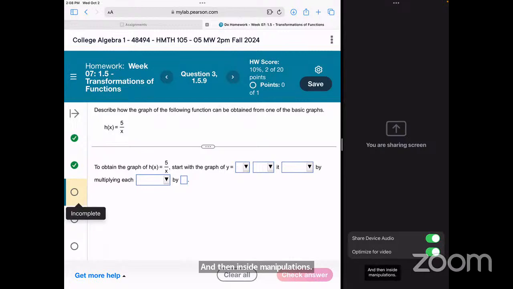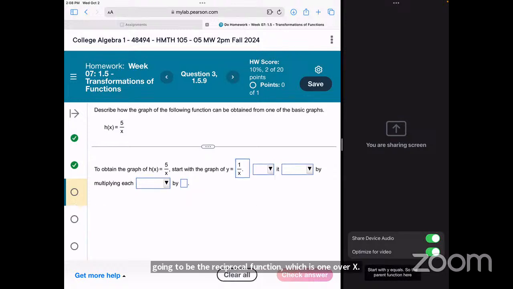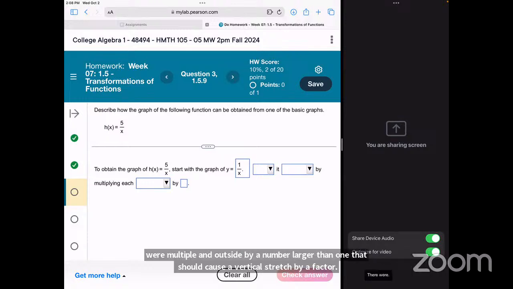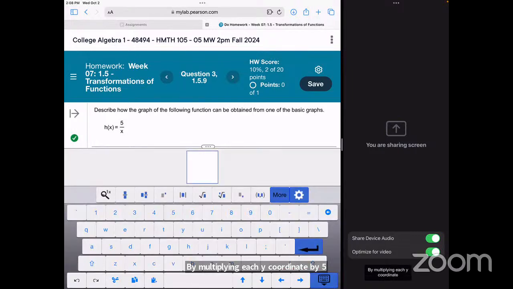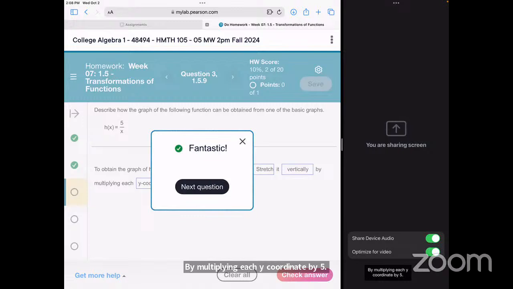So start with y equals, the parent function here is the reciprocal function, which is 1 over x. If we're multiplying the outside by a number larger than 1, that should cause a vertical stretch by a factor. So we want to stretch it vertically by multiplying each y coordinate by 5. Okay, I feel like that one wasn't too terribly bad.